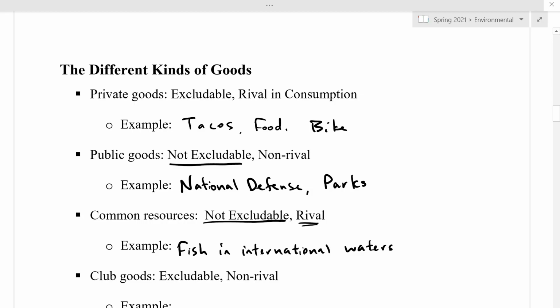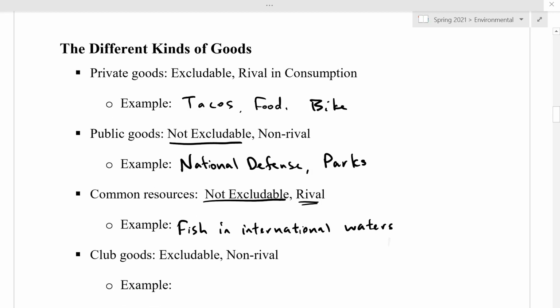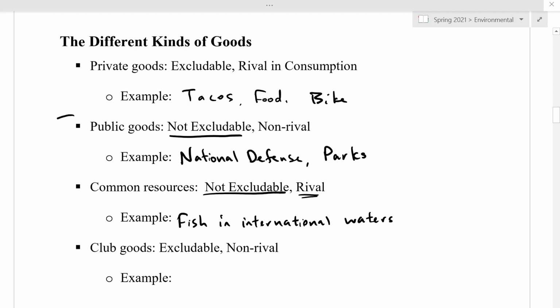If I cut down a tree, that's one tree that you don't have access to anymore. Okay, and then finally, and these two are the ones we're going to be spending most of our time talking about here. But there's one more, because there are 4 permutations here of excludable and rival. The last one is it can be excludable, but it's non-rival.